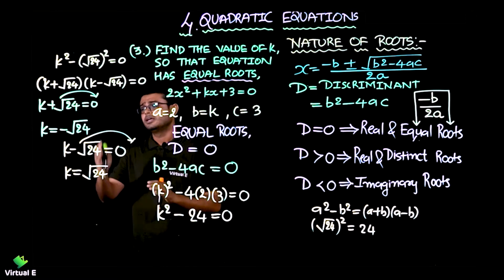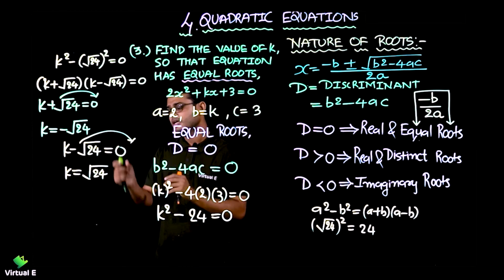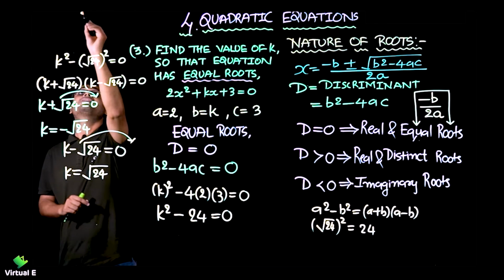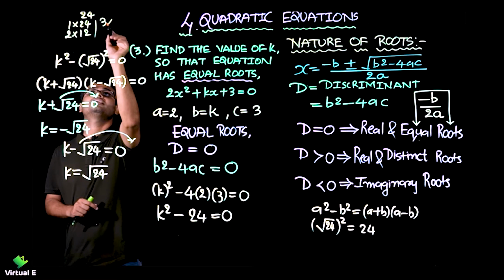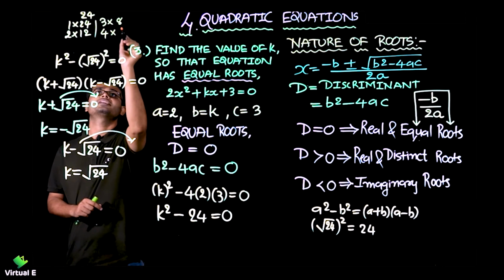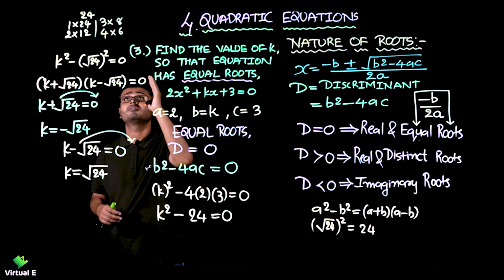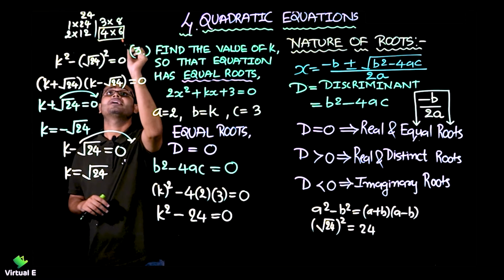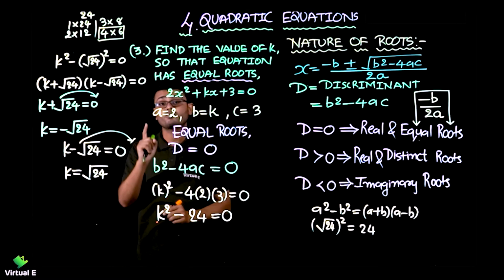Now we need to think, can we factorize this number 24? Is there any perfect square hidden in the factors of 24? Let's check. Factors of 24 are 1 times 24, 2 times 12, 3 times 8, 4 times 6. Then don't repeat the factors. We are interested in the factor where there is a perfect square, which is 4. 4 is a perfect square, it is the square of 2.